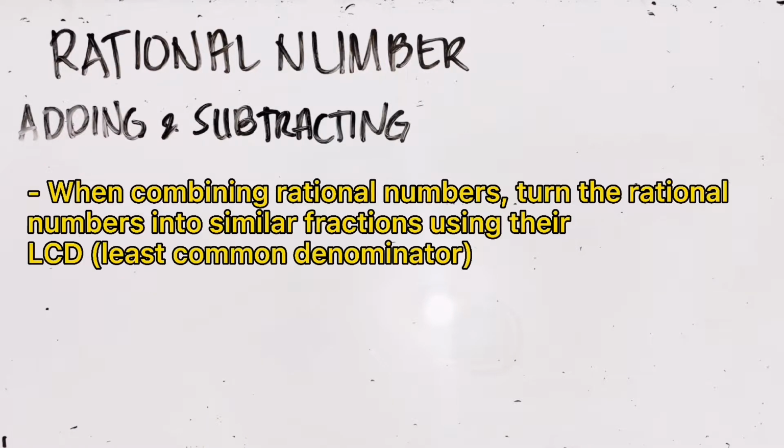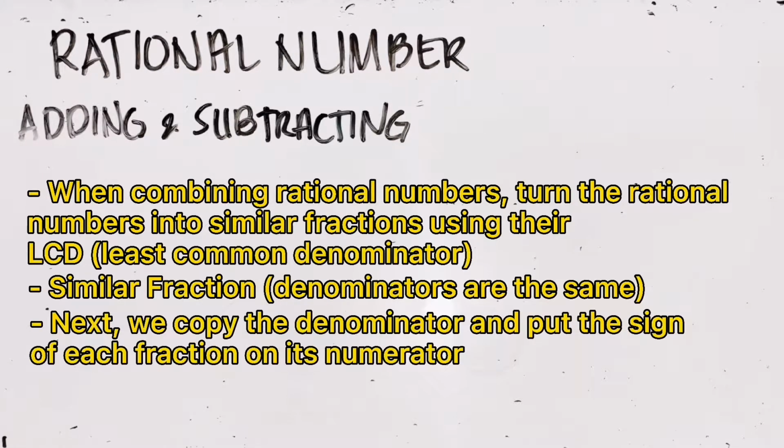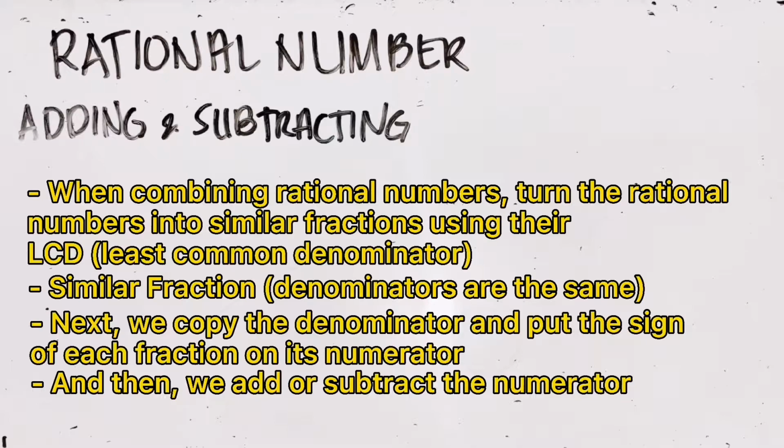When combining rational numbers, turn the rational numbers into similar fractions using their least common denominator. So, we first made sure that the denominators are the same, through looking for the least common denominator. Next, we copy the denominator and put the sign of each fraction on its numerator, and then we add or subtract the numerators, then simplify.